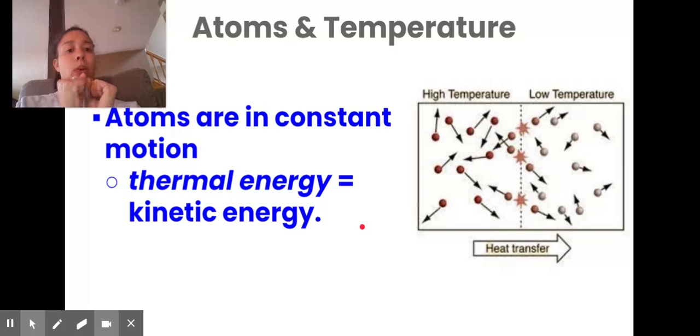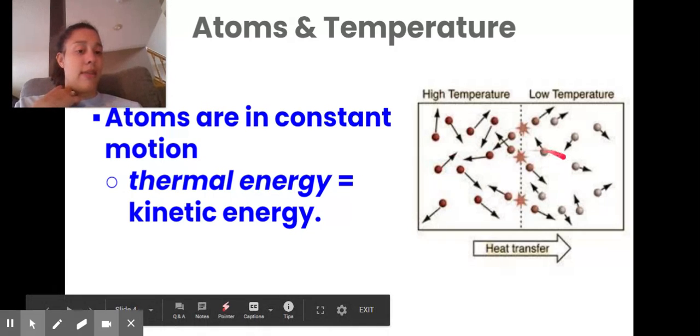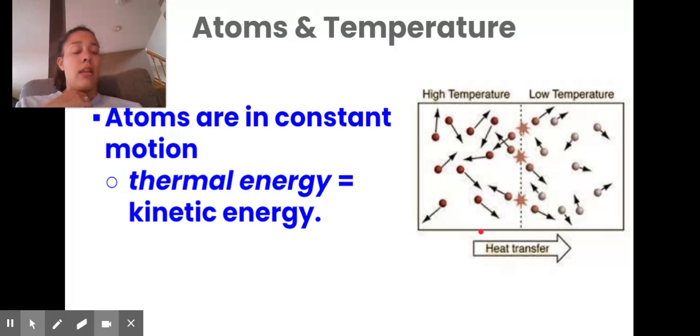Like we saw in 8.1, they're going to be really close together, but they're going to vibrate back and forth. So they have their bonds that hold them in place, but there's still going to be some vibration, which is kinetic energy and thermal energy. And then we can see here, just like the video I gave you, heat can be transferred between those areas.